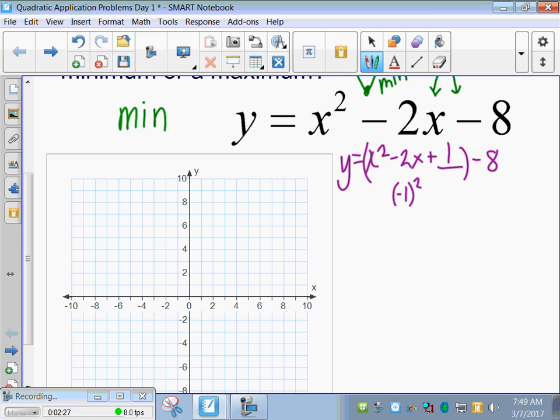Okay. The value of this is still positive 1. So over here I have to subtract 1, so I'm not changing the value of the equation. So now I have, whoa, that was really loud, sorry. X minus 1 squared. The half goes in the parentheses there, and if you FOIL that out, you get that trinomial. And then these combine here to make negative 9.